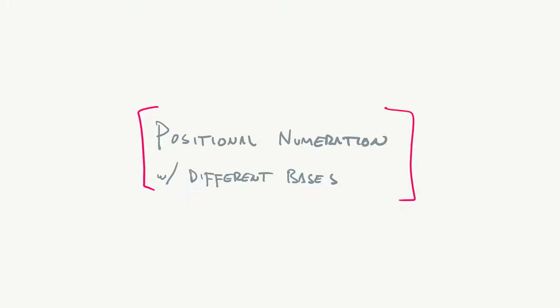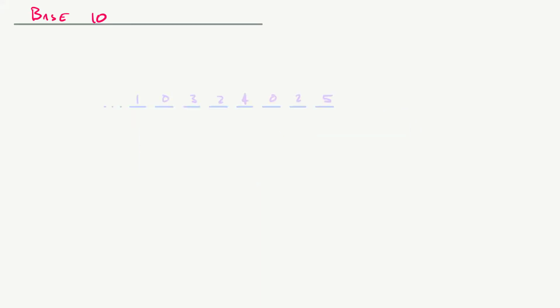Today we're going to be discussing positional numeration with different bases. But we're going to start out by looking at base 10. Okay, so here's the number, what is this? 10,324,025. Each of the positions of this specific number has a name, right? There's the ones, the tens, the hundreds, the thousands, the 10,000s, the 100,000s, the millions, and the 10 millions.